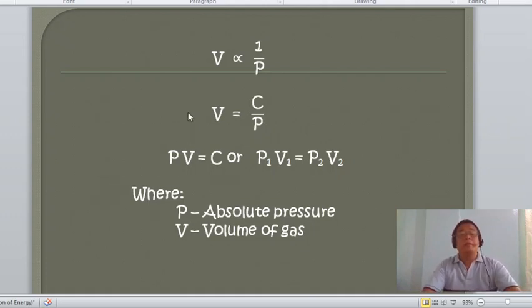Okay? So the volume can now be written as V equals C over P, where C is the constant of proportionality, or simply P multiplied by V is equal to a constant, meaning at any state points, from state point 1 to state point 2 or vice versa, the product of the pressure and the volume is always constant. Or we can write P1 V1 equals P2 V2 equals constant, where P is the absolute pressure of the gas and V is the volume of the gas.